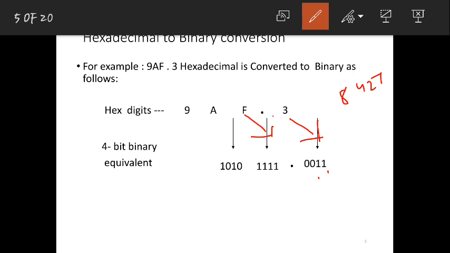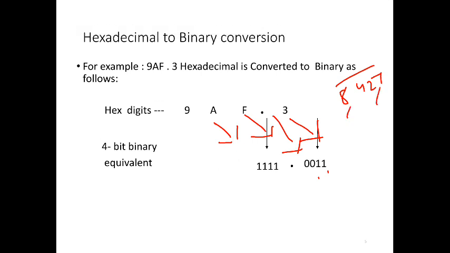And here you have a point. So F means 4 ones, we have already seen. Add all together, you will get 1 1 1 1, you will get 15. So that is the binary equivalent for this hexa value F. Next, A means 1 0 1 0. A means 10, right? So 8 9 10.